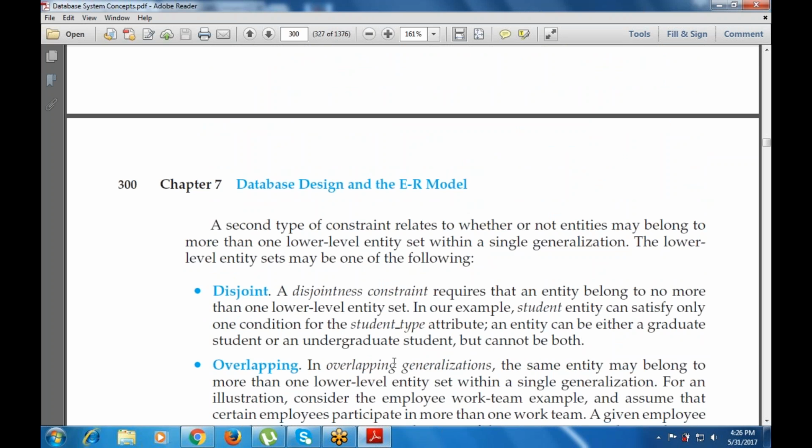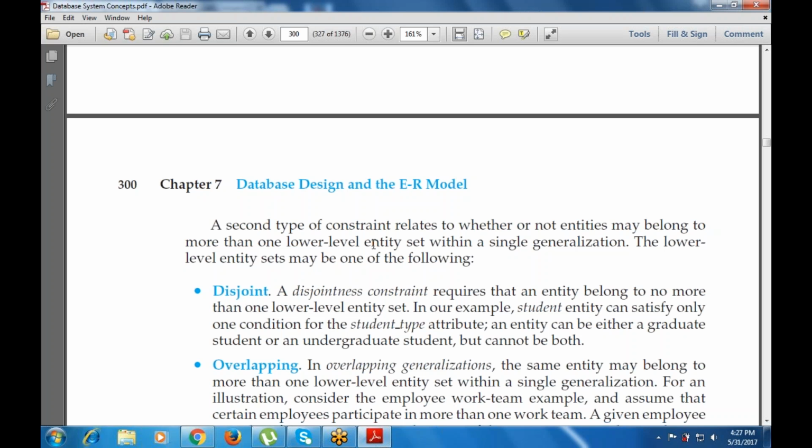The second type of constraint is whether or not entities may belong to more than one lower level entity set within a single generalization. That can be any of the following. It may be disjoint. That constraint requires that an entity belong to no more than one lower level entity set. In our example, a student entity can satisfy only one condition for the student type attribute. In this case, the entity can be either a graduate student or an undergraduate student, but cannot be both.